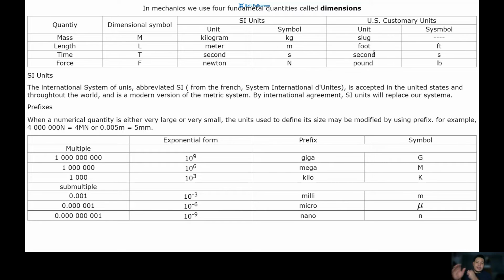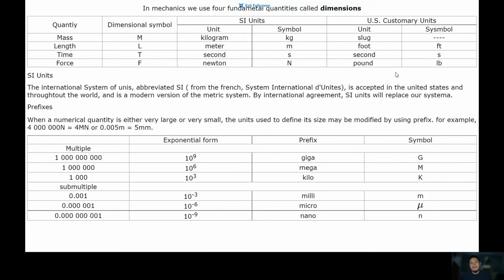Now in US customary units, we have the slug for mass, and the symbol for slug is also slug. We have the foot, FT. The second is still s. And instead of the Newton, we measure force in pound force.